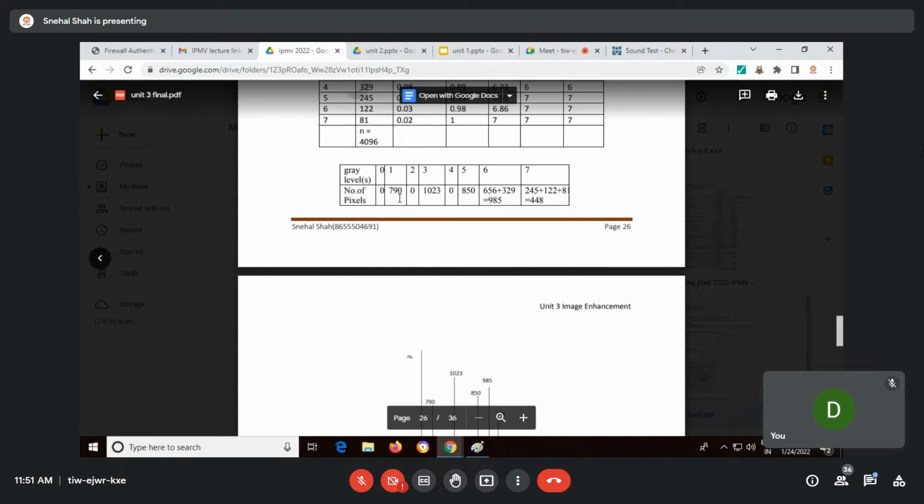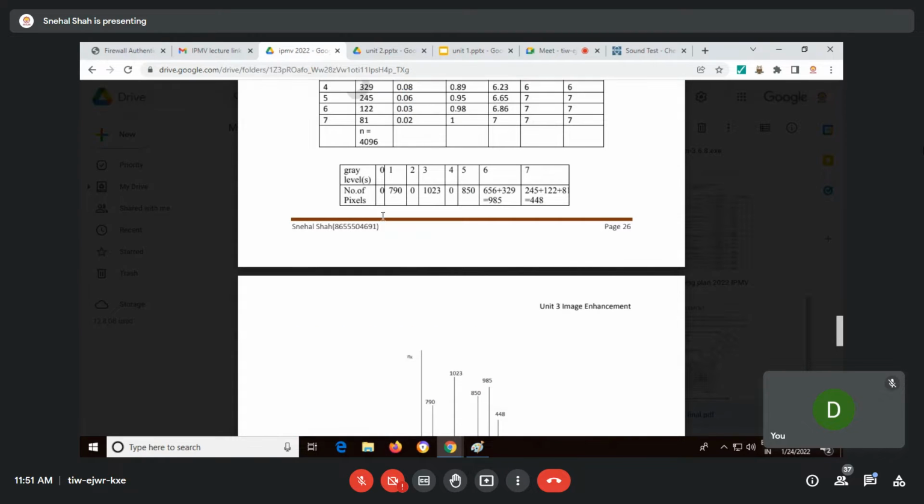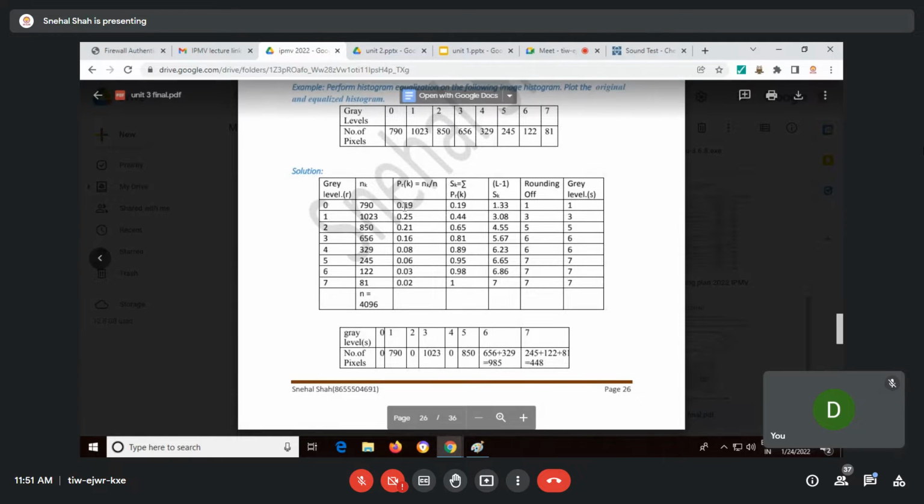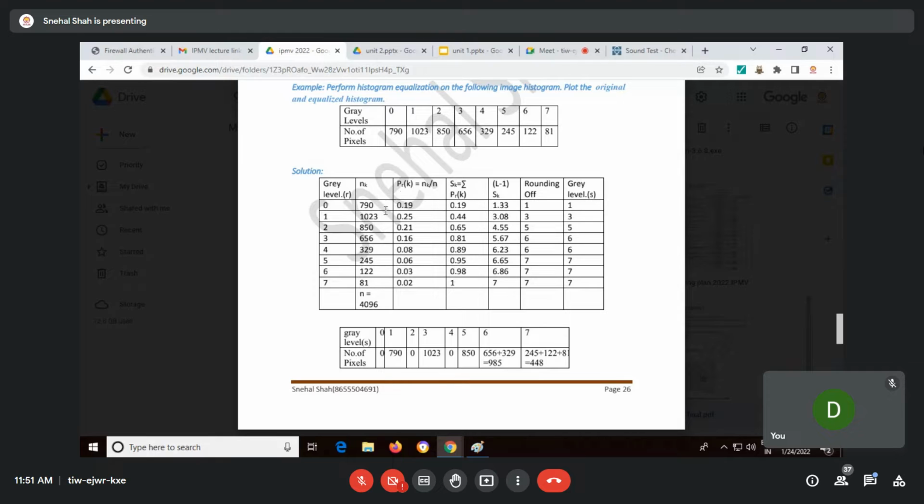Understood how we can write, ma'am? I had a doubt. Can you explain SK and L-1 SK? SK is equal to PRK. You have to write down from the PRK column. The first value you have to write down as it is. Here it is the summation of PRK. So first as it is.